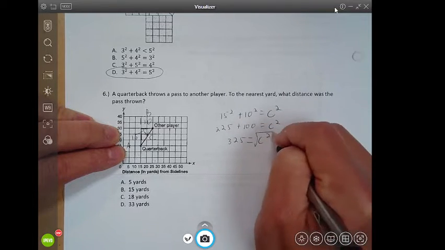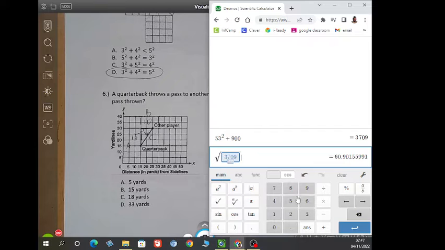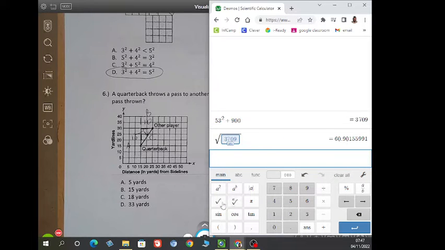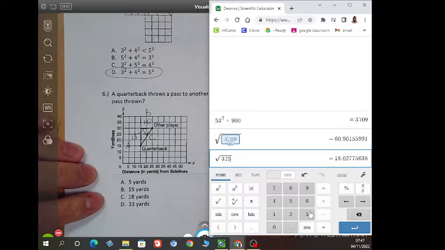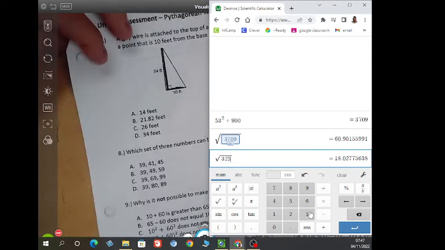And then the last step is to take the square root. Let me pull up the calculator and take the square root of 325. The square root of 325 is about 18. So C equals about 18.02. So that's option C. All right, let's go on to the next one.